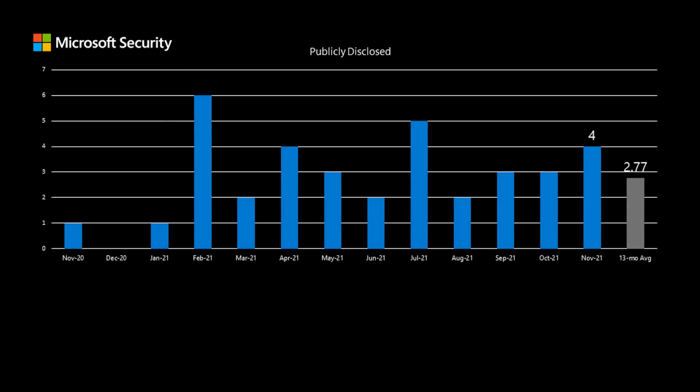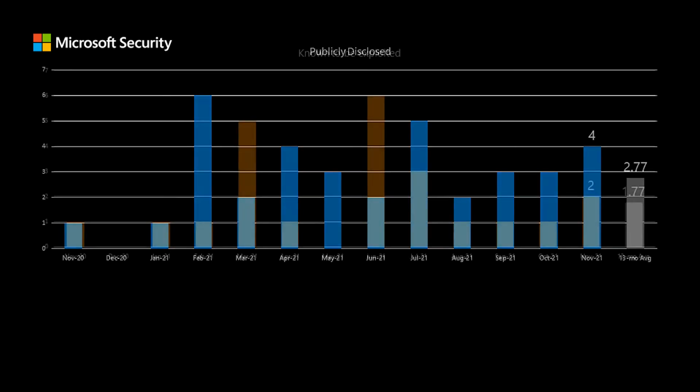Next, we'll talk about publicly disclosed vulnerabilities. These are CVEs that were disclosed prior to today's release in one way, shape, or form. And this month, we have a total of 4 vulnerabilities that are publicly disclosed, which, as we can see, is a little bit higher than what we've been seeing over the past 13 months.